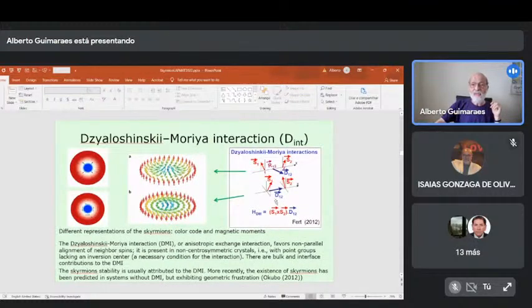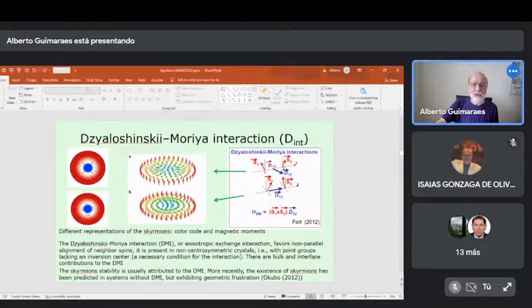Okay, these are two ways of representing the skyrmions. The one way of showing all the moments, the magnetic moments, as I had shown before, and then another way of showing this is to use a color code. The blue means moments upwards, red moments downwards, and white moments in the plane of the paper. And so this Bloch case, the Néel case, can be represented in several ways.